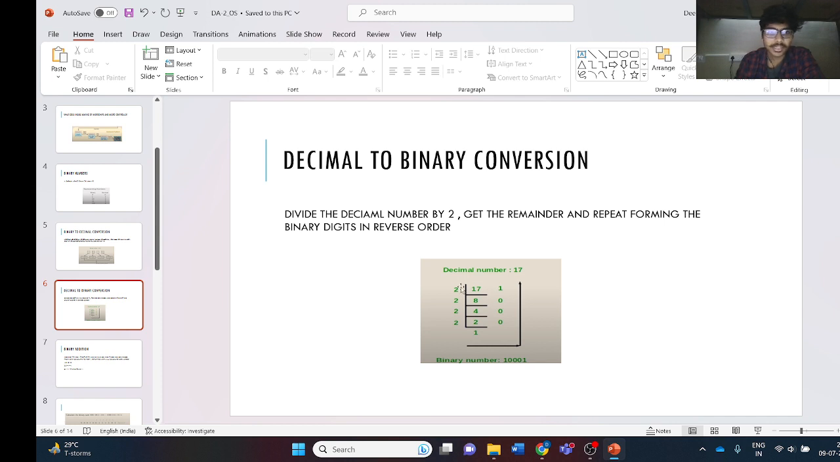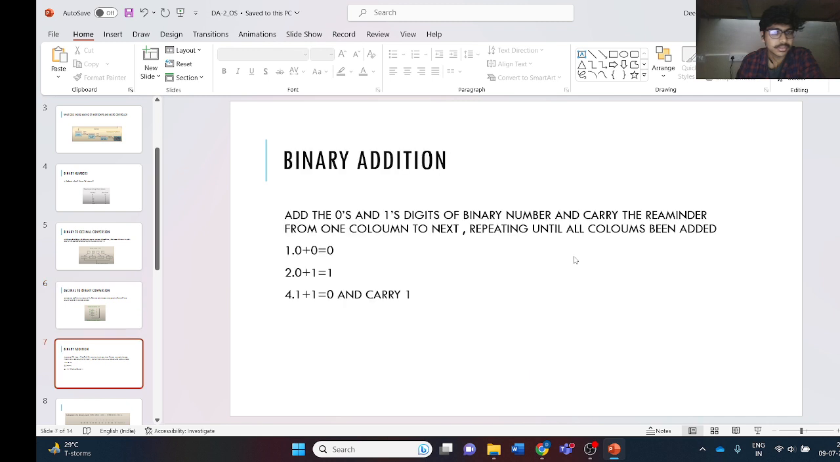And for decimal to binary, divide the decimal number by 2, get the remainder and repeat. So we took here the example as 17. When 17 is divided by 2, it gives a remainder of 1. So we take the first digit as 1, and next we follow by doing the simplification. We get it as 10001.